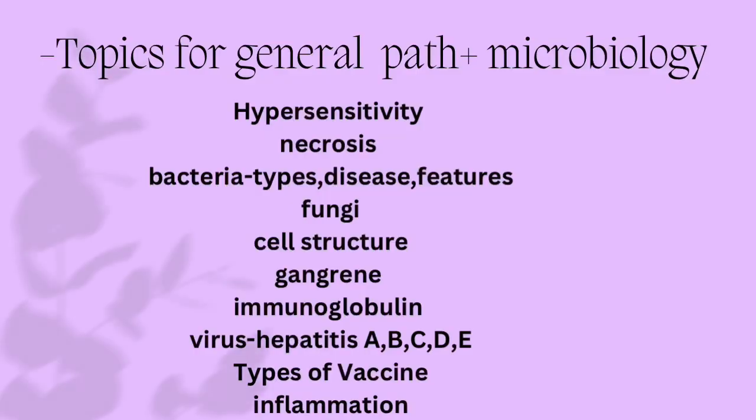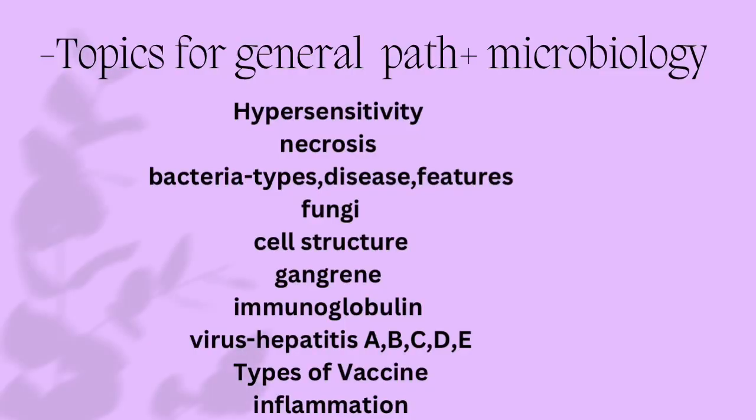And hypersensitivity, bacterial cell structure, necrosis, gangrene, immunoglobulins, types of bacteria and diseases and their characteristics, from the Blue Book. In virus, you have to cover hepatitis, hepatitis A, B, C, D, E, and immunology is very important. You can cover it from Vanders, and vaccines, all types of vaccine, dead and living, are important.